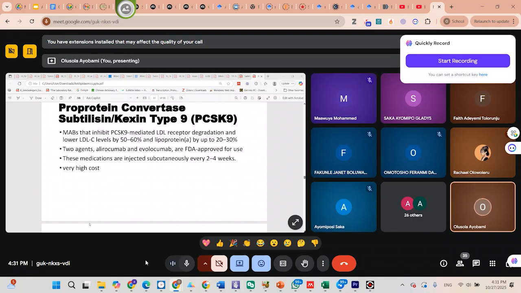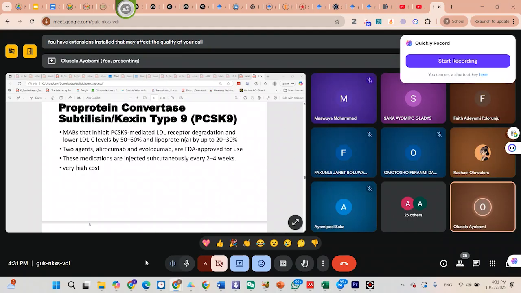And the two agents that have been approved are alirocumab and evolocumab. I also told you something: if the name of a drug ends in MAB, then you should know that that drug is a monoclonal antibody. I said that in your 300 level, if you still remember.